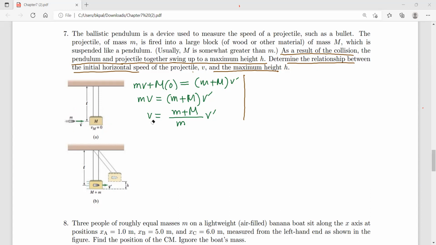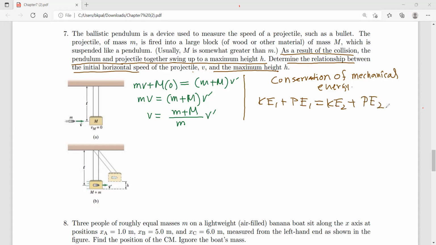Here we can use our previous knowledge of conservation of mechanical energy, assuming there is no friction and no air resistance. So what is the conservation of mechanical energy? We already learned in the last chapter, conservation of mechanical energy is this, right? Now, what is position 1 and what is position 2?